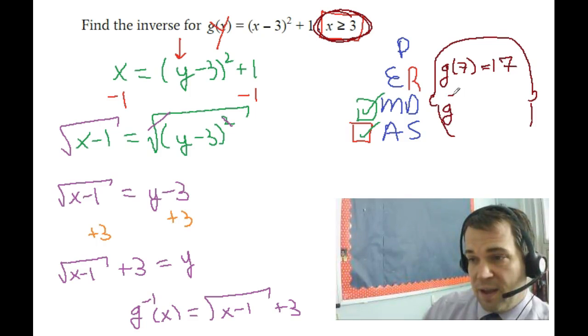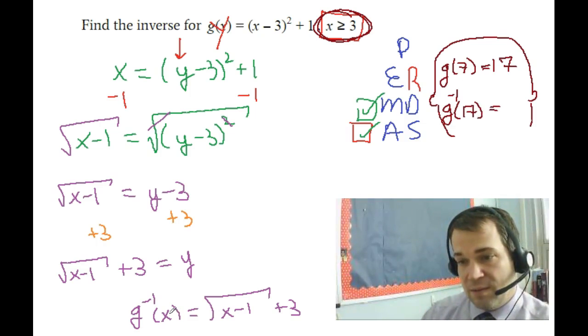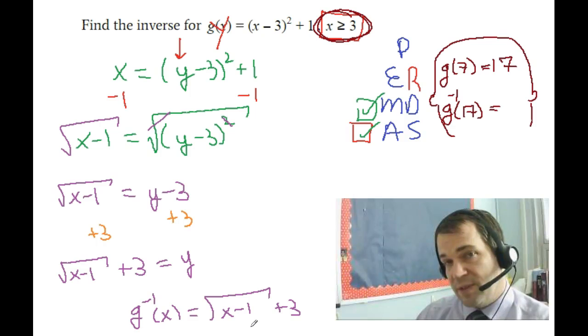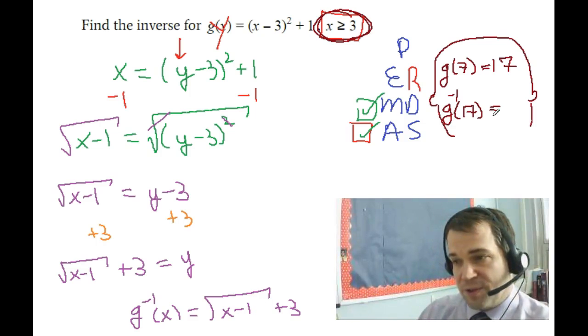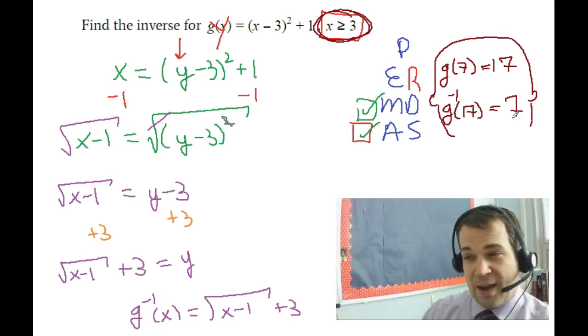We'll now go over the inverse function with that 17, and we should get that 7 back. So if I take 17 and plug it into the inverse, the inverse takes the number, subtracts 1, so 17 minus 1 is 16. Square root of 16 is 4, and then I'm going to add 3. 4 plus 3 is 7. So this does what it's supposed to do. The function g turns 7 into 17. The inverse turns 17 back into 7.